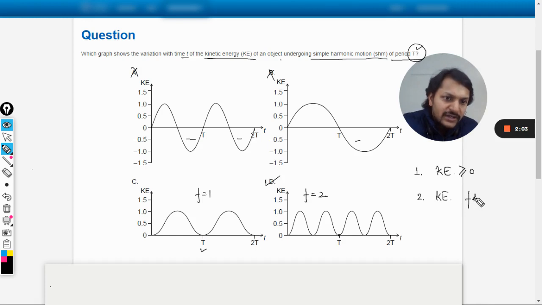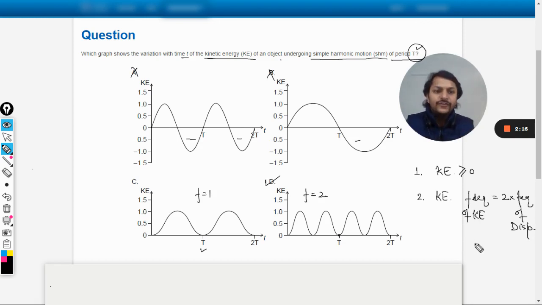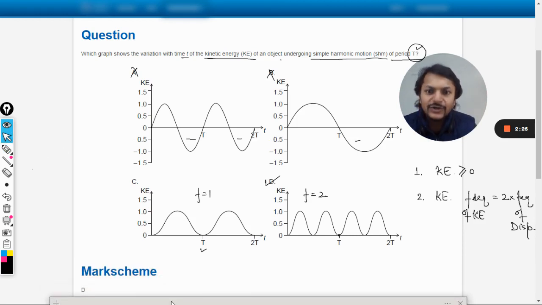Here you can write that the frequency of kinetic energy is double the frequency of displacement. By using these 2 points, you would be able to reach the answer every time. So my dear students, let us verify the answer from the mark scheme. And yes, the answer is D.